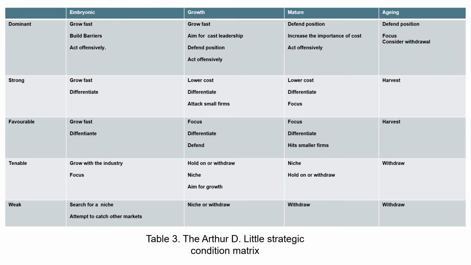This model is based on competitive position and stage of industry maturity. The competitive position is recognized in five main categories: dominant, strong, favorable, tenable, and weak. The second dimension of the model, the stage of industry maturity, ranges from embryonic to aging. The combination of competitive position and industry maturity provides the basis for determining the SBU's strategic conditions and subsequently the identification and evaluation of the strategic options open to the company.